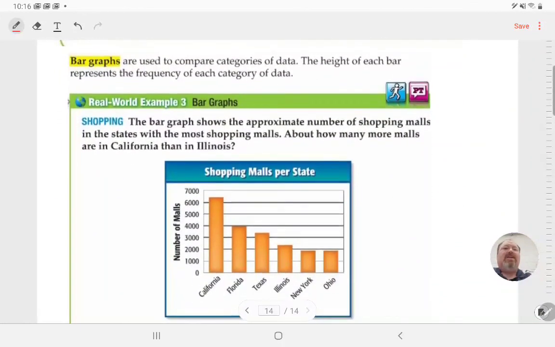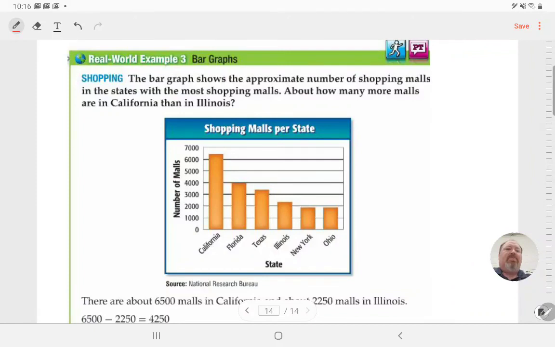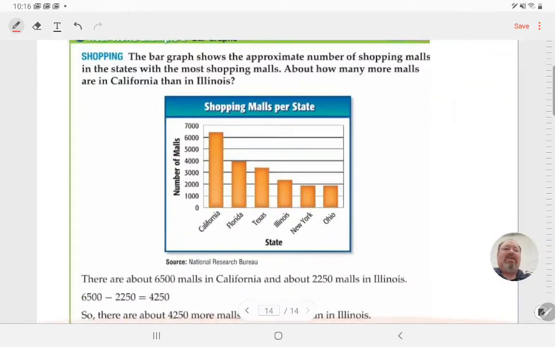Then we have bar graphs, which are used to compare categories of data. The height of each bar represents the frequency of each category of data. For example, the bar graph shows the approximate number of shopping malls in the states with the most shopping malls. About how many more malls are in California than Illinois? What I want to point out to you is it says about how many, so it's not going to be an exact answer. If we look at California, we know that it ends somewhere between 6,000 and 7,000. So you have to look at where it is and try to predict what you think that number is. In this case, we're going to predict that it's 6,500.